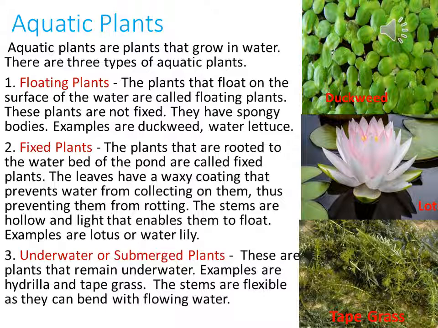Underwater or submerged plants. These are plants that remain underwater. Examples are hydrilla and tape grass. The stems are flexible as they can bend with flowing water.